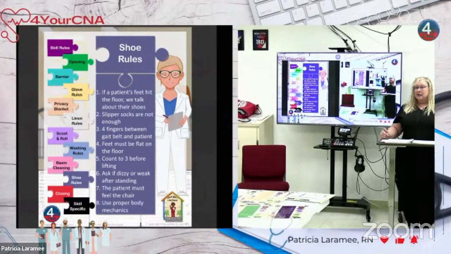The test, the patient is sitting in a chair at the bedside, and they already have shoes on. Your responsibility is to make sure that you say something about those shoes. We need to let the evaluators know that we know shoes are important. So, I see you have shoes on. Do your shoes fit well? Are your shoes fastened appropriately? Any of those will work, but you have to address the shoes. So if the patient's feet hit the floor, we talk about their shoes. Good? Questions?